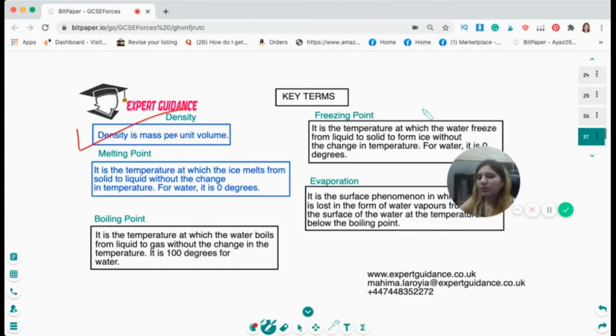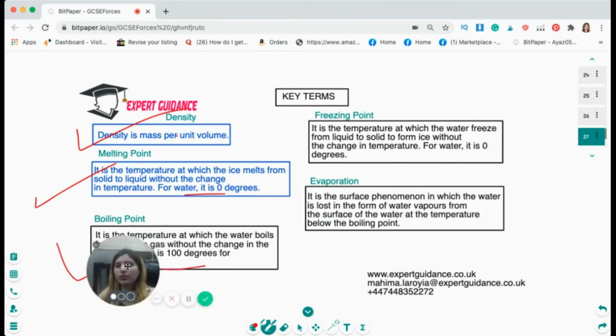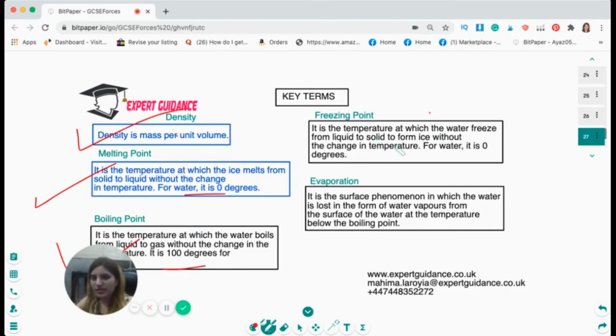Melting point is the temperature at which ice melts from solid to liquid without a change in temperature, and for water it is 0 degrees. Boiling point is the temperature at which water boils from liquid to a gas without a change in temperature, and it is 100 degrees for water. Freezing point is the temperature at which water freezes from liquid to solid to form ice without a change in temperature, and for water it is 0 degrees.